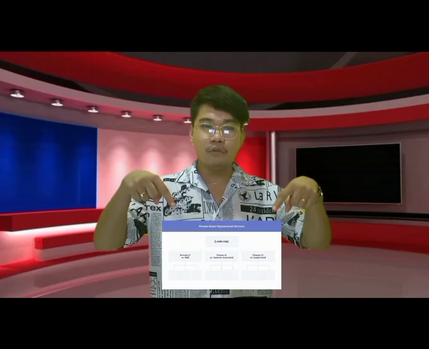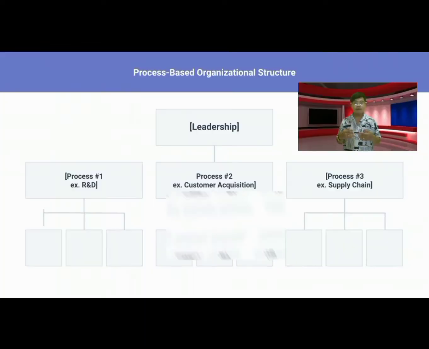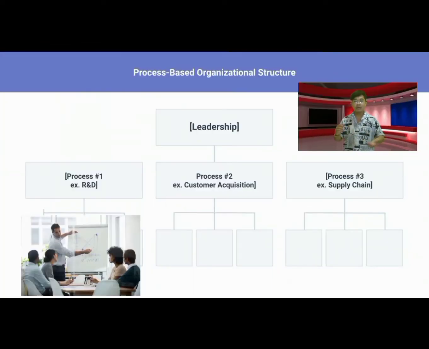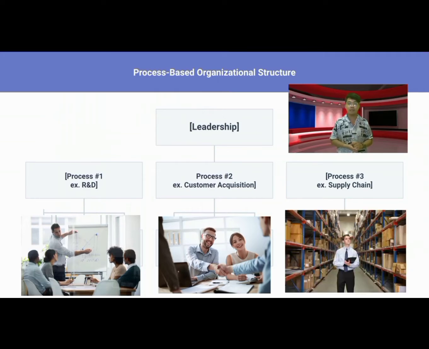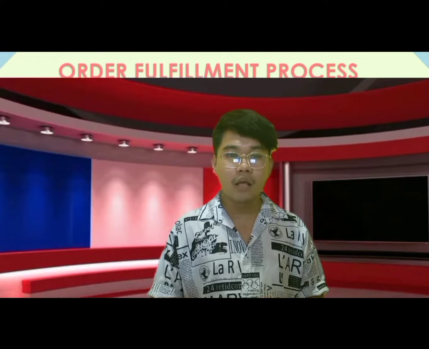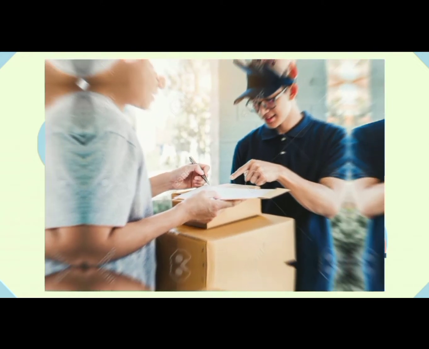In order to fully understand the diagram below, you need to look at it from left to right. The customer acquisition process can start only once you have a fully developed product to sell. By the same token, the order fulfillment process can start only once customers have been acquired and there are product orders.